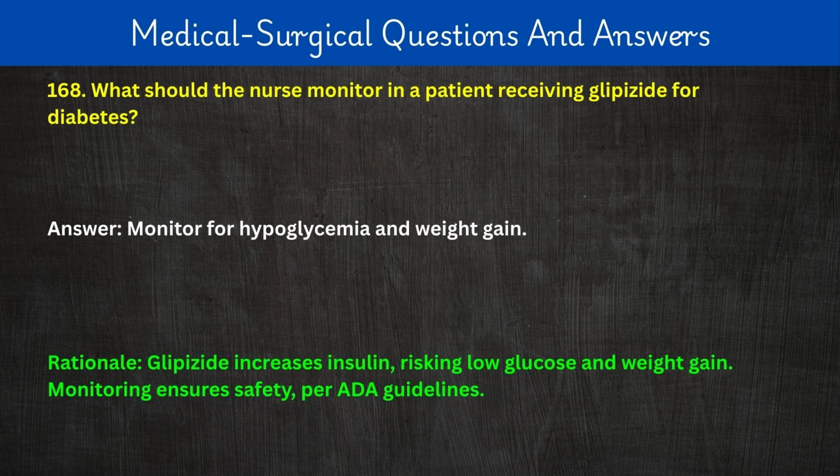168. What should the nurse monitor in a patient receiving glipizide for diabetes? Answer: monitor for hypoglycemia and weight gain. Rationale: glipizide increases insulin, risking low glucose and weight gain. Monitoring ensures safety, per ADA guidelines.